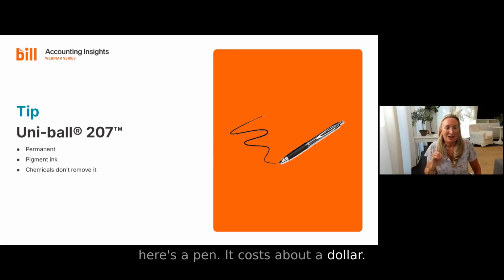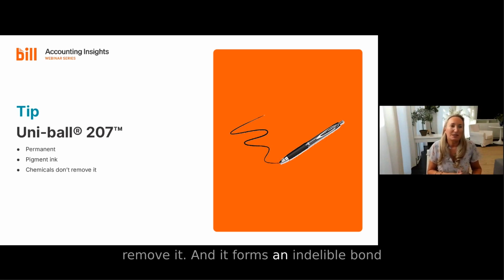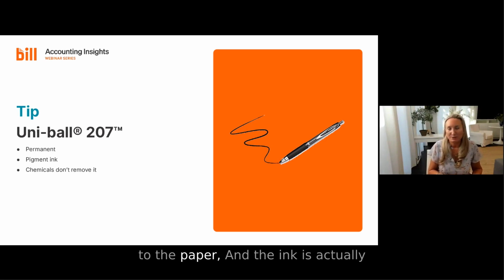It costs about $1. It's a Uniball 207. When you write with this pen, it's permanent for the lifetime of the paper it's written on. It's a pigment-based ink. It's not water-based. It's not dye-based, so no chemical can remove it. And it forms an indelible bond to the paper.